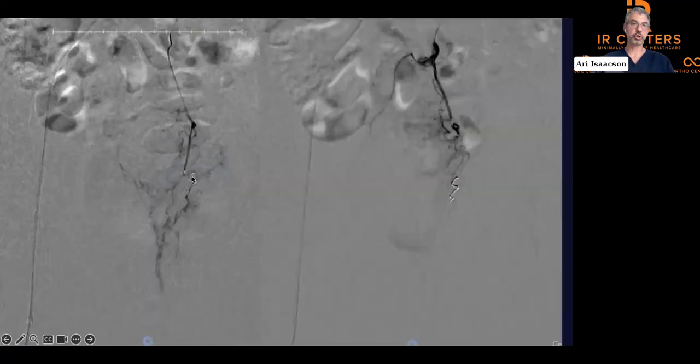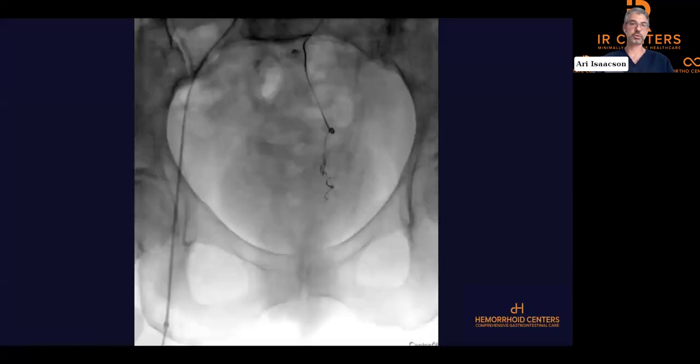So here's a still image showing a coil in place. And here's that coil again. And now you can see there's no longer blood going down there. Now we've taken care of this side, but we usually do both sides. However, in this particular patient, this artery is not supplying a lot of blood down to that area where the hemorrhoids are. So we need to look at another source.